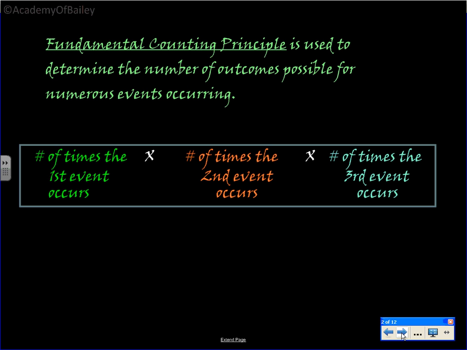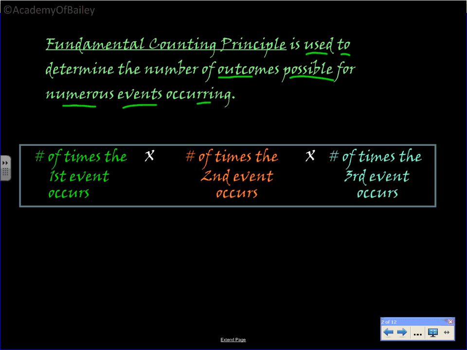I created a quick definition there. I don't know if you'll find this definition in any book anywhere, but this is kind of what I thought the fundamental counting principle was, and so maybe it'll help you understand it. And maybe it's not even a definition, maybe it's just what it's used to do. So the fundamental counting principle is used to determine the number of outcomes possible for numerous events occurring.